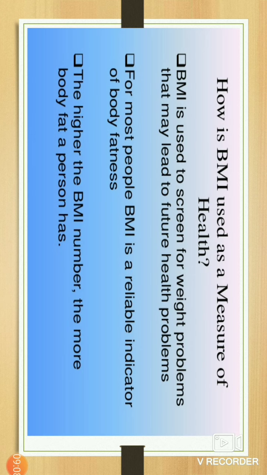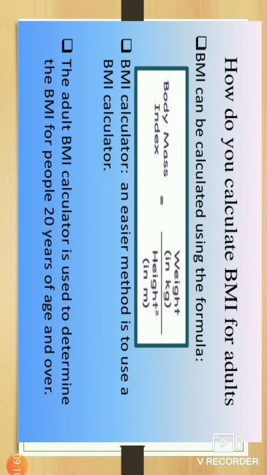Now, how do you calculate BMI for adults? BMI can be calculated using the formula, that is body mass index is equal to weight in kg over height squared in meters.